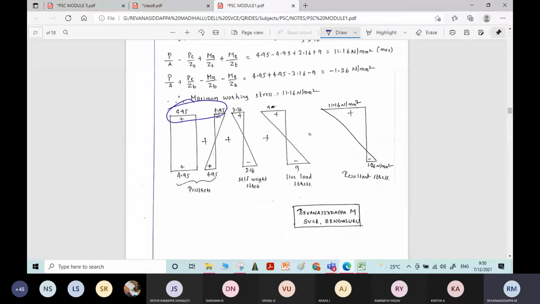4.95 minus 4.95, you will get 0. Here, plus 4.95 plus 4.95 means 2 times the P by A you will get. So the resultant stress will be like this: at the top it is 0, and at the bottom it is 2 into P by A, meaning 2 into 4.95. The same kind of problem.